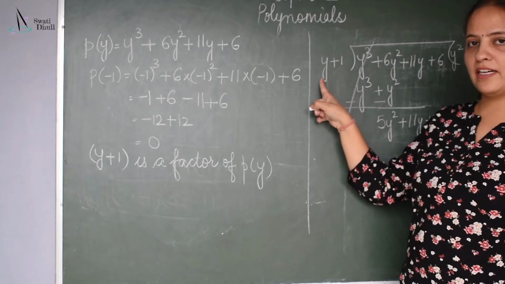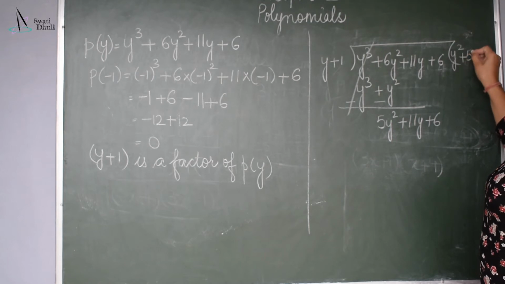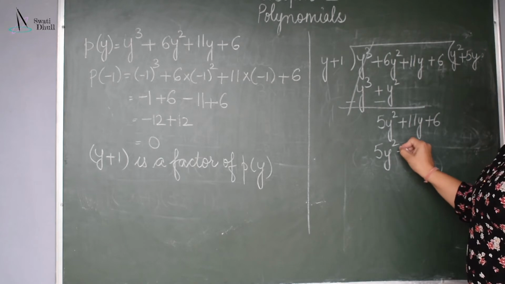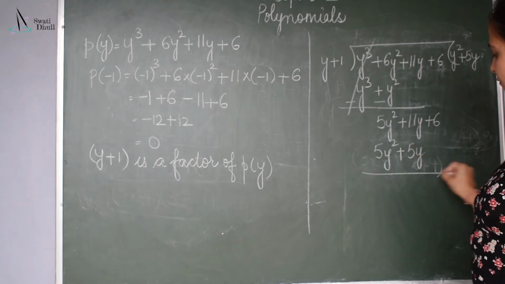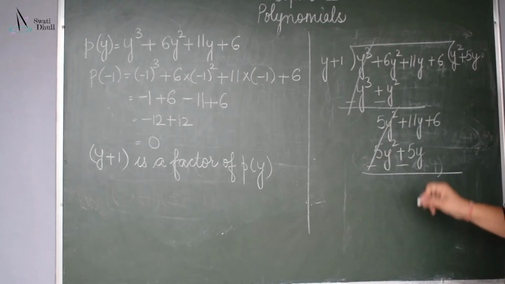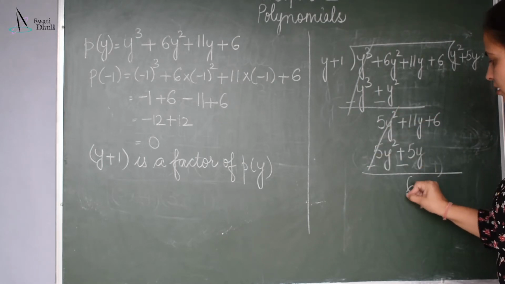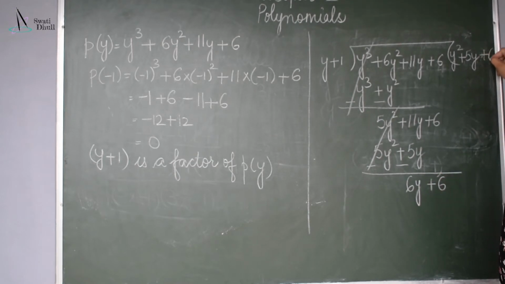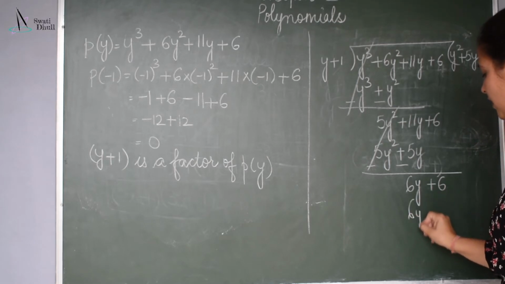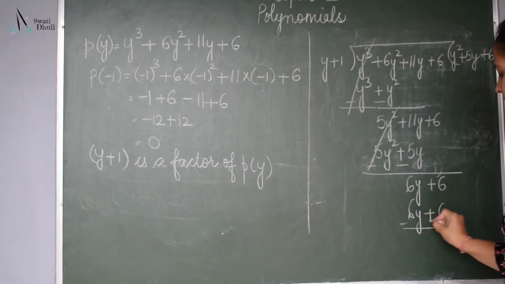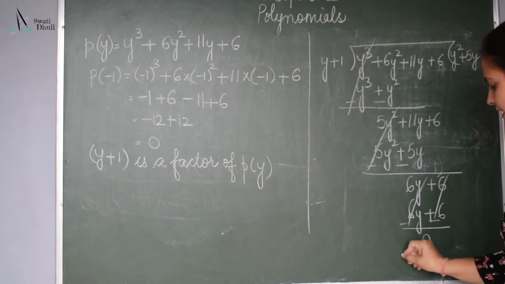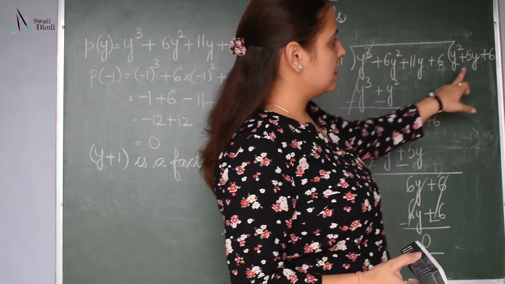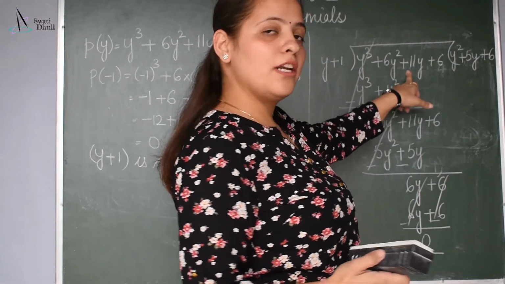Now this term is to be divided by y, so I will get plus 5y. Now multiply them: 5y square plus 5y. Now I have to subtract. Cancelled. 11 minus 5 is 6y plus 6. Now you will get here plus 6. So 6y plus 6. Minus, they will be cancelled out and you will get the remainder as 0. Now after getting the remainder as 0, that means this will also be a factor of this polynomial.